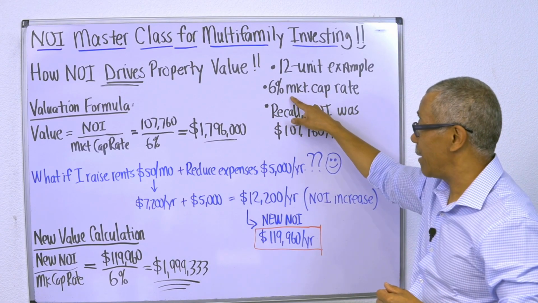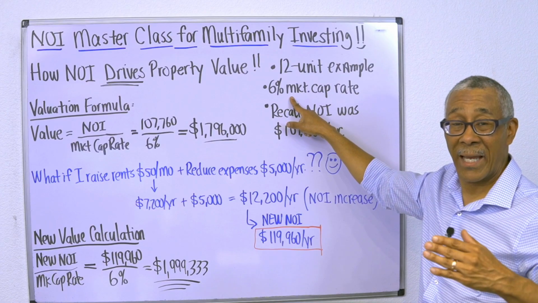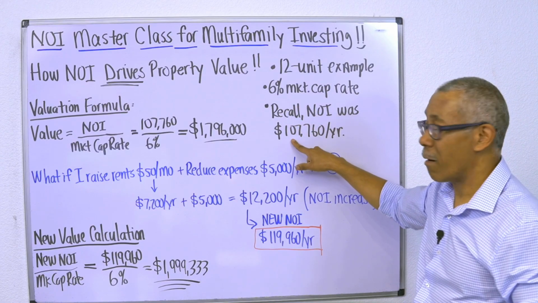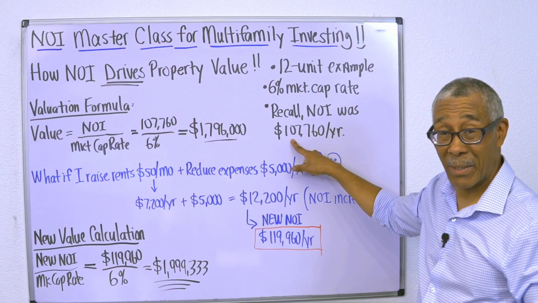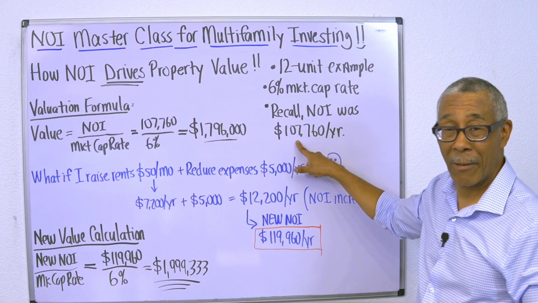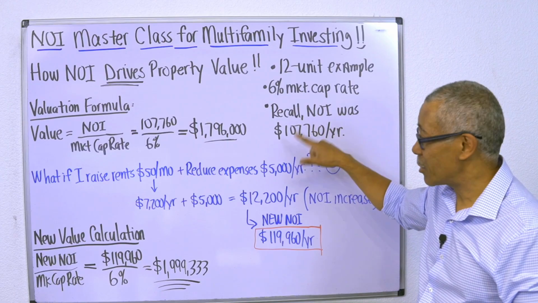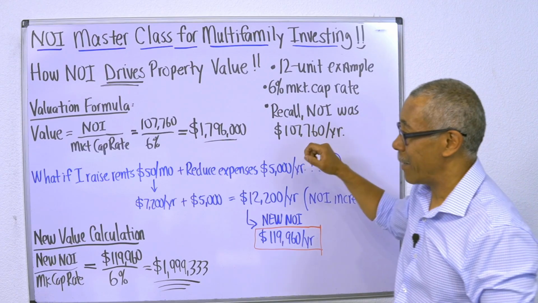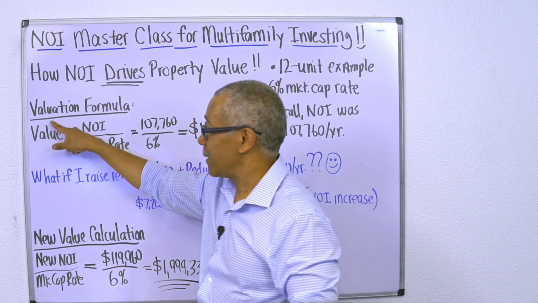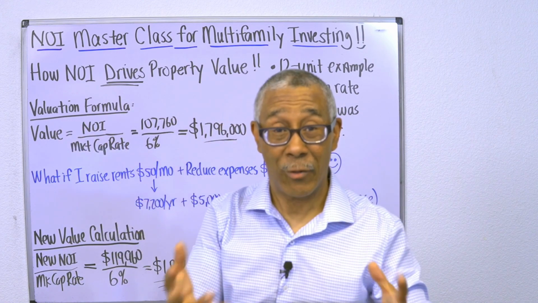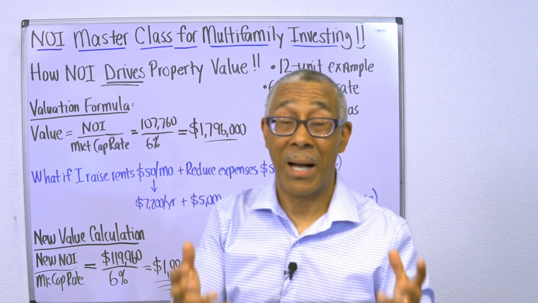And we're going to assume that we are in a 6% market cap rate area. If you recall my last example, my 12-unit example, the NOI was $107,760 per year. Remember that? Store that in your brain. I'm going to start off with the valuation formula.